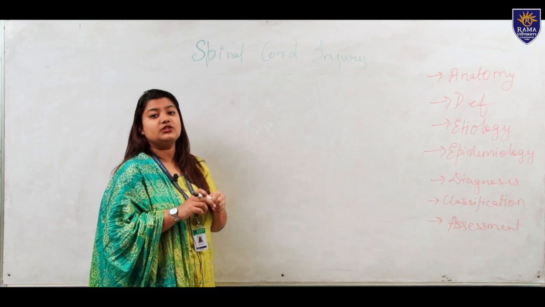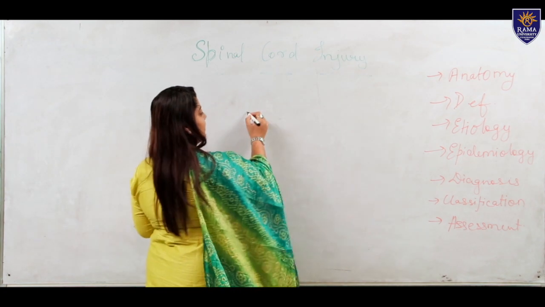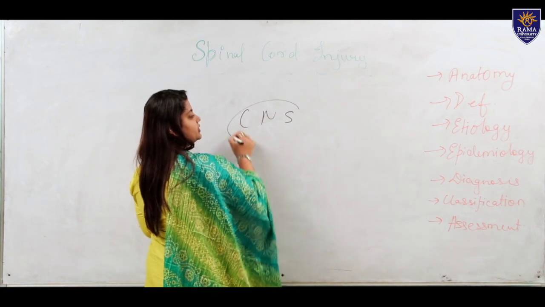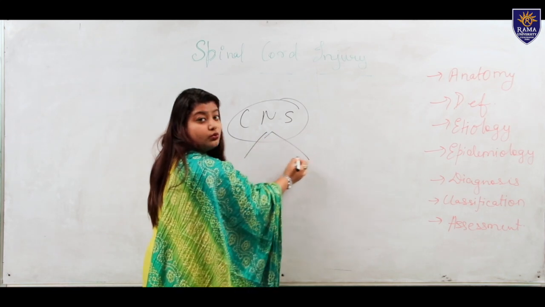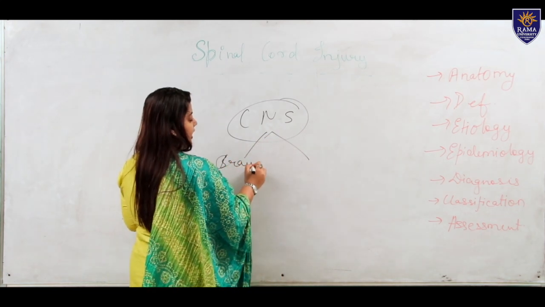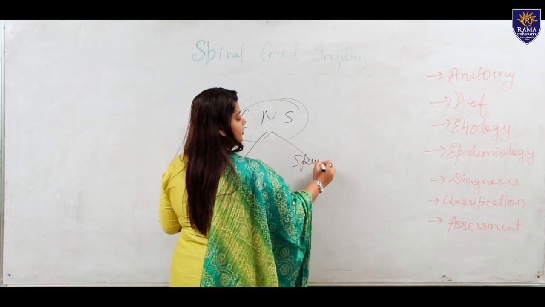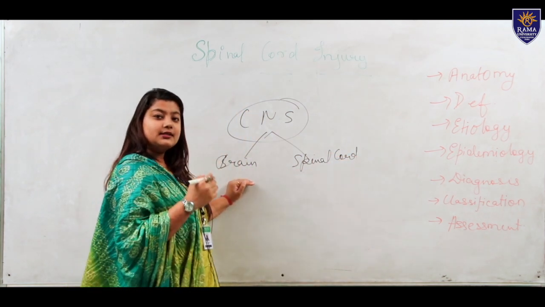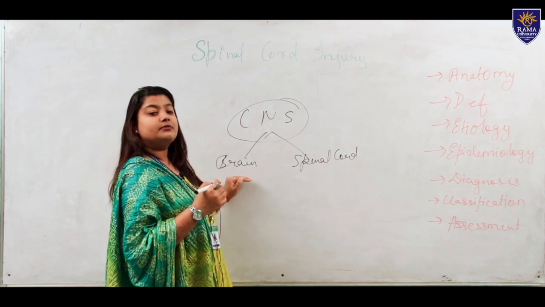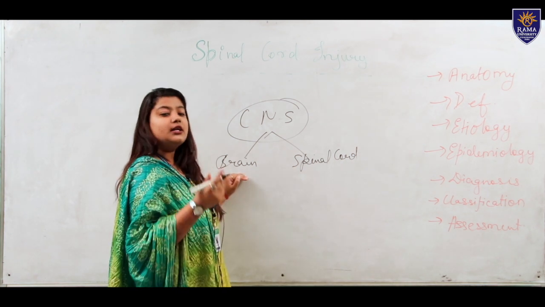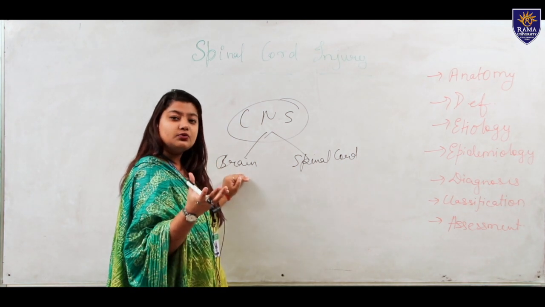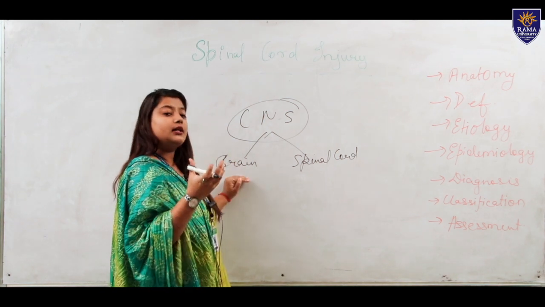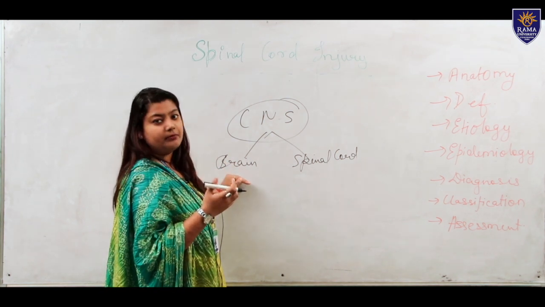So when we look at the anatomy, the central nervous system in general is divided into two parts, the brain and the spinal cord. The brain is the CPU of the body. It forms the basic processing unit of the body. So all the intellectual and cognitive abilities are governed by this structure called the brain.